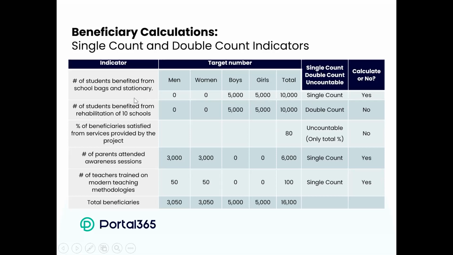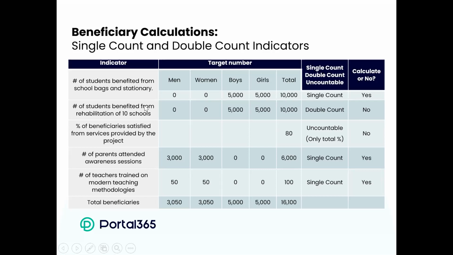As long as it is the first one, we consider it a single count. It's the first indicator, and the number covers all the targeted children within the project. So we consider it a single count, and yes, we will include this number in the total number of beneficiaries of the project.